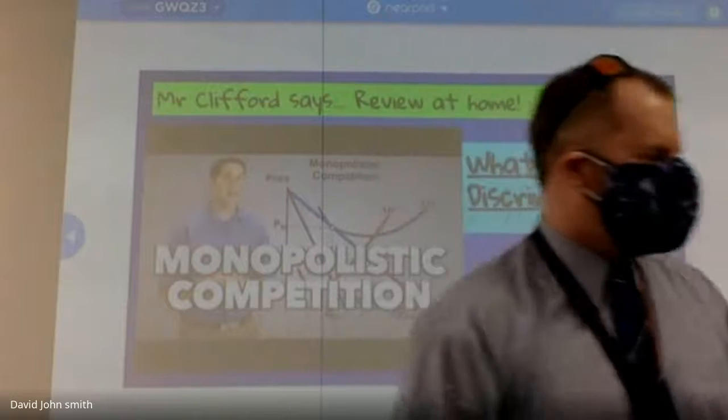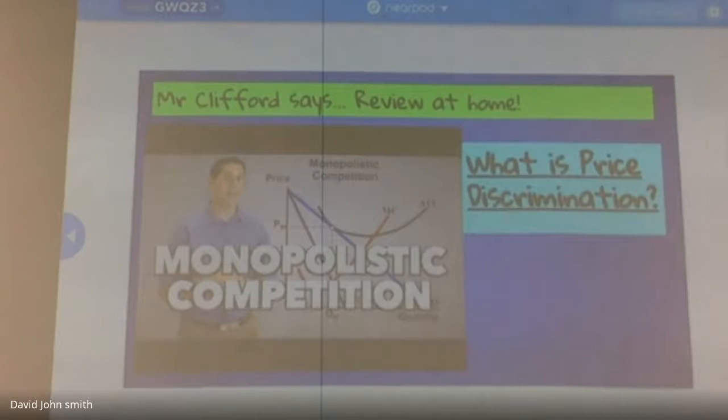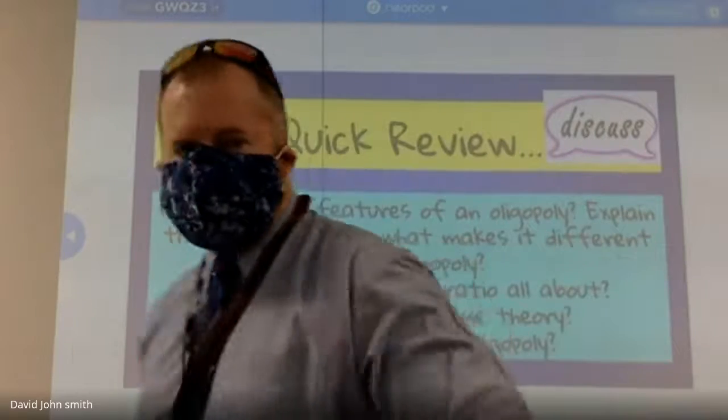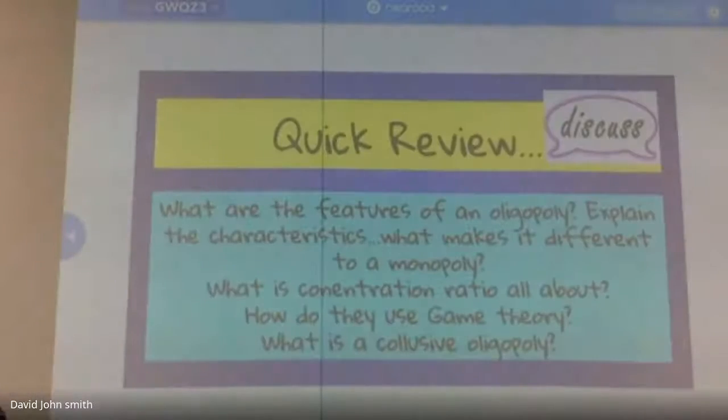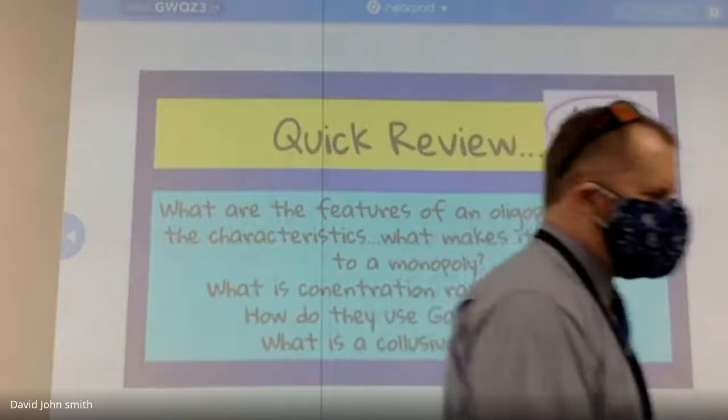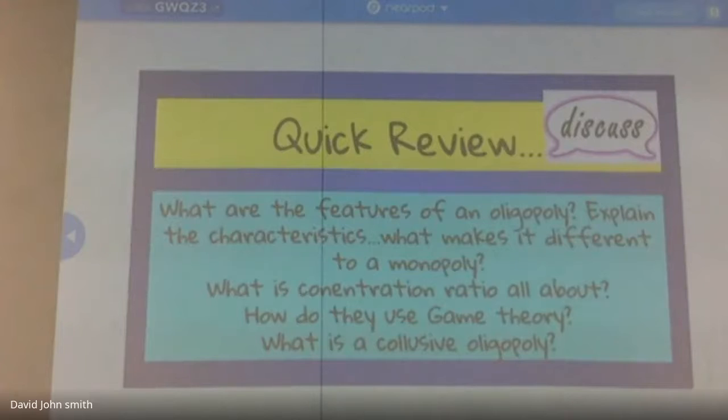Now, we need to perhaps have a bit of a summary. What are the features of an oligopolist? What is it? What makes it different? Are there many? Few, more than one? Yeah. What's the smallest number that there can possibly be? 2. Well done. So you can have an oligopoly of 2, and that's called a duopoly, right?